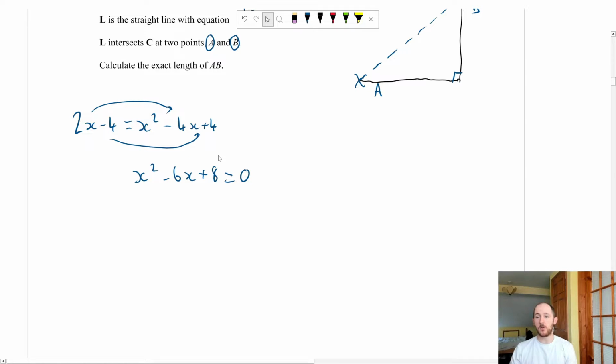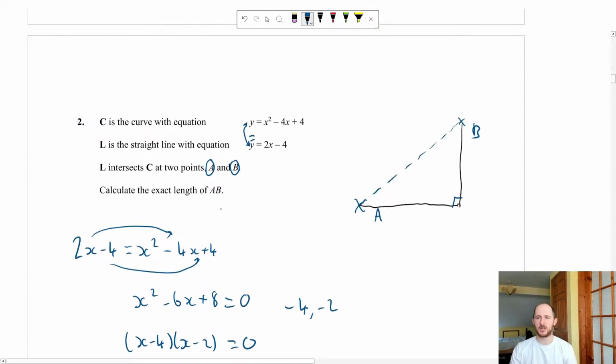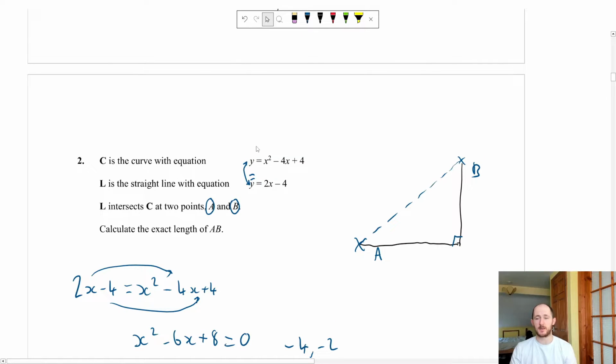From here, all we need to do is solve this equation, and you can do this in multiple ways: quadratic formula, completing the square, or factorizing, whatever you want to do. Is there an easy way to do it? Yes, we can just factorize this, x minus 4, x minus 2, equals 0. So x is equal to 4 and x equals 2. But remember, this is actually a simultaneous equation because I did the substitution.